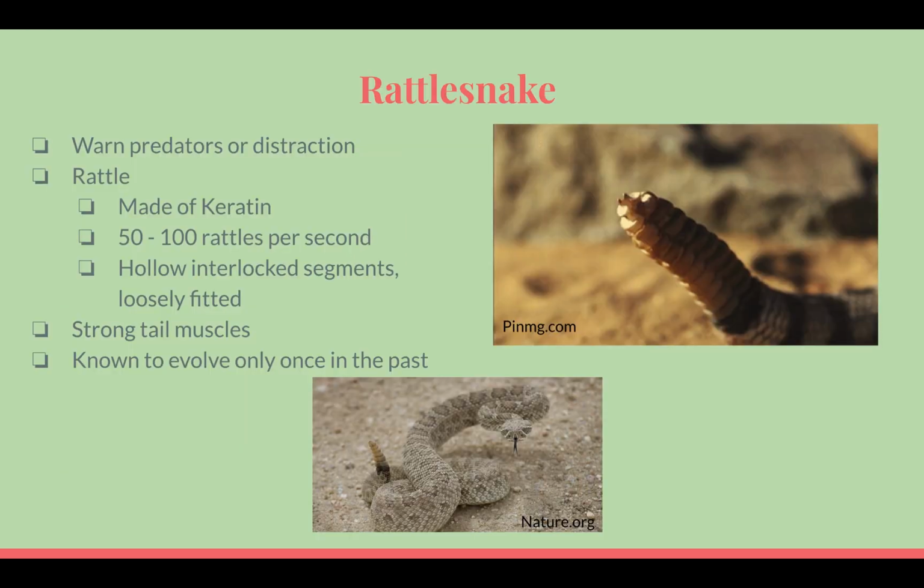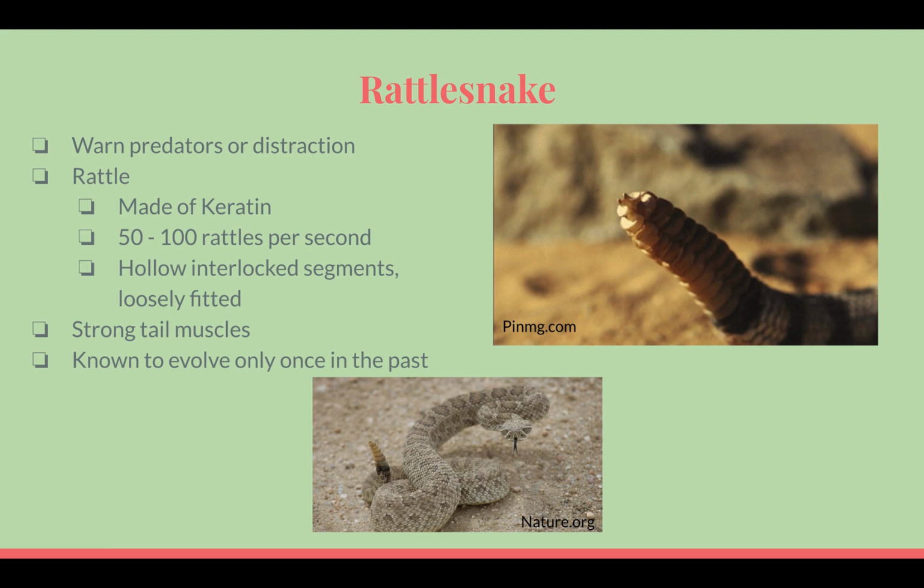If you live in Texas, you've probably heard about rattlesnakes. Rattlesnakes use their tail to create a rattling sound to warn or distract predators. Fun fact is that the rattle is made up of keratin, which is what our hair and nails are also made out of. They can rattle about 50 to 100 times per second, and they have hollow interlocked segments that are loosely fitted. They use their strong tail muscles to move their tail super fast, which creates the rattling sound.